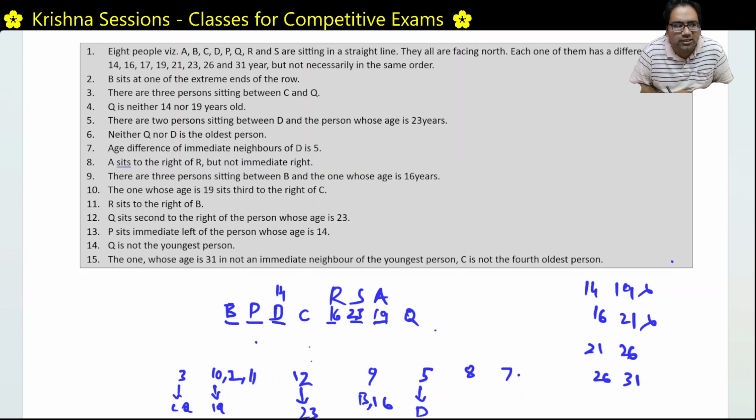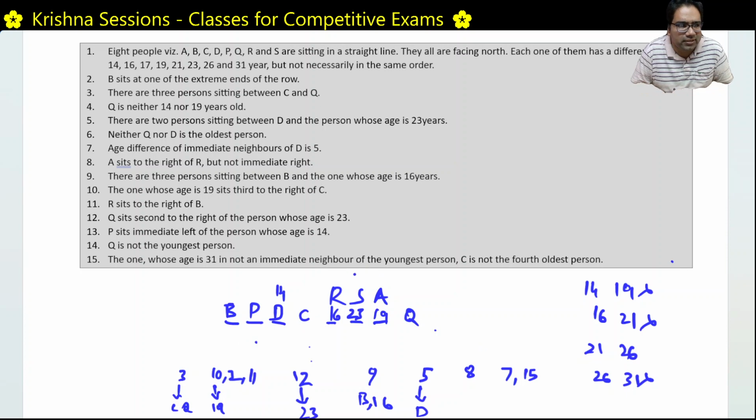Now let's look at condition number 15. Condition number 15 says the one whose age is 31 is not an immediate neighbor of the youngest person. Who is the youngest person? Youngest person is 14, D is the youngest person. So next to D, 31 cannot sit. So P cannot be 31, C cannot be 31. So this option is also gone. So 21 and 26 only are left. Now which is 21, which is 26, we don't know.